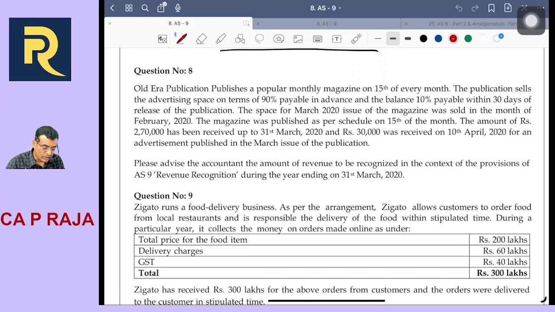Please advise the accountant the amount of revenue to be recognized in the context of provision of AS 9 revenue recognition during the year ending 31st March 2020. I give you 1 minute, read the question again.